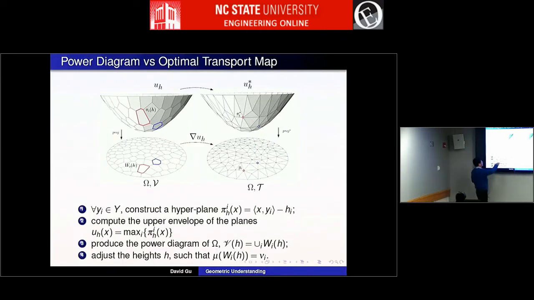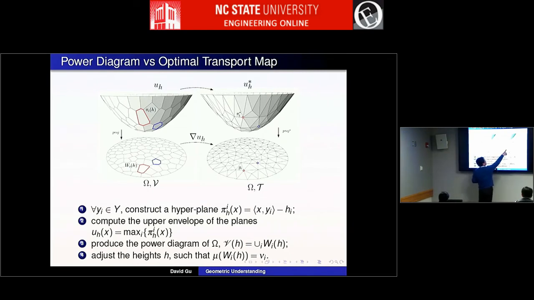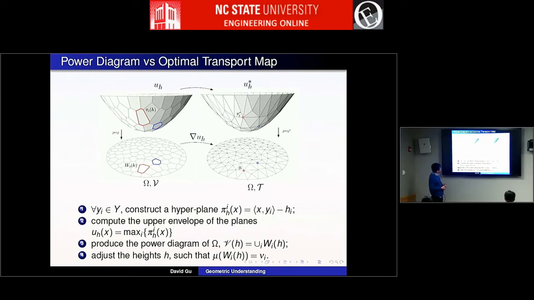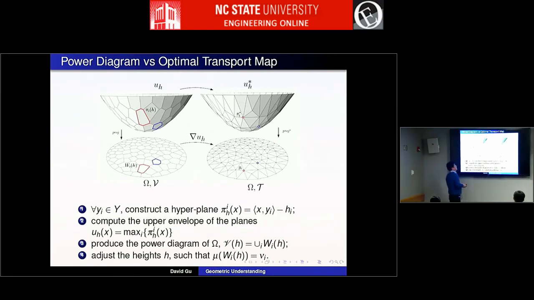According to our theory, we try to find the Brenier potential, or Alexandrov convex polytope. The construction is as follows. Given a point y_i, we can construct a plane whose gradient, the slope of this plane, equals y_i, but the height is unknown. With many examples we have many planes, and the upper envelope of those planes gives you a convex polytope. Then we adjust the height of each plane such that the projected area equals the given measure on this point.